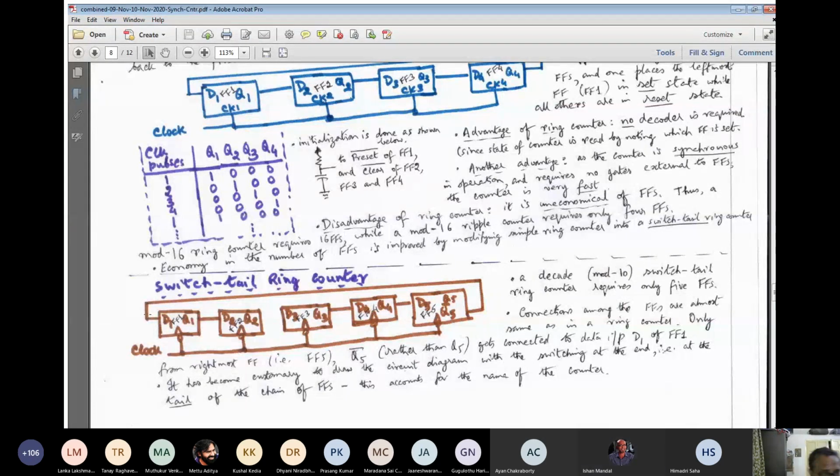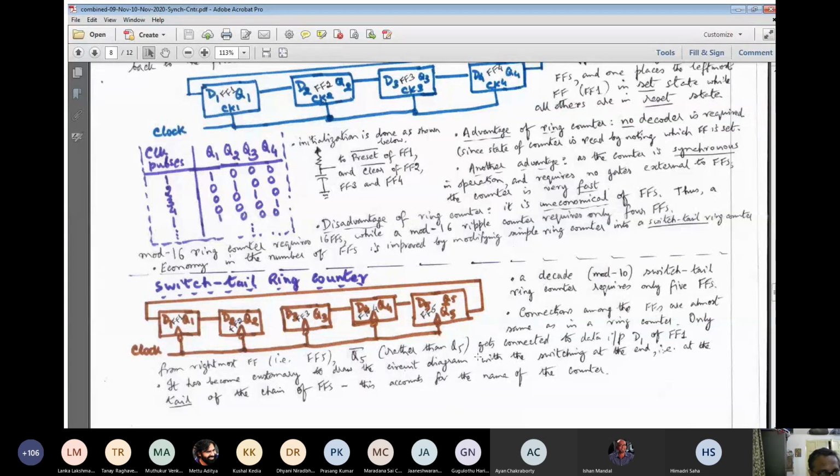Now it has become customary to draw the circuit diagram with the switching at the end. That accounts for the name switch tail. It is as if this is the tail of the counter. The bottom one means the complementary output. We are calling this the tail of the counter. So at the end of the counter, as the switching is done at the tail, it accounts for the tail of the chain of flip-flops. This accounts for the name of the counter.